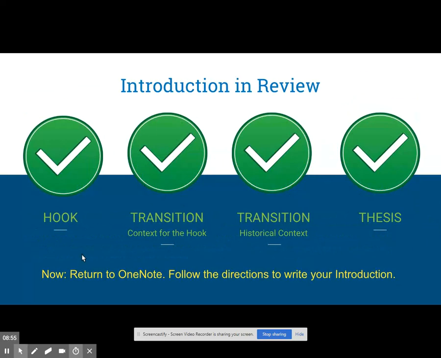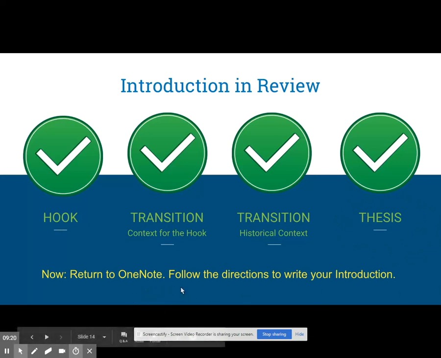All right, introduction and review. First, you need a hook, a statistic. Next, you need to transition by giving context for the hook. What is the background information? What is going on in your statistic? Next, you need to transition to historical context. What happened during your historical event? Finally, you will put your thesis at the end of your introduction paragraph.